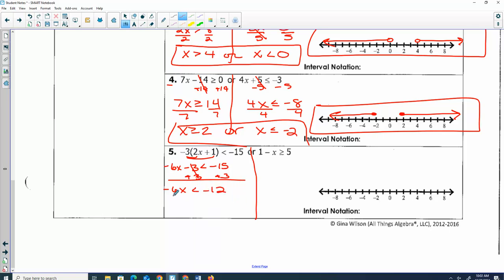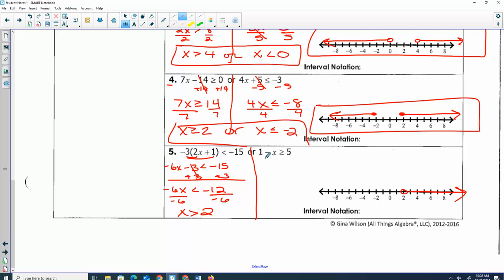So now to get x by itself, we add our 3. Opposite of multiplying by -6 is to divide, and what happens when I divide by a negative? Flips. So x is greater than 2. Open or closed circle? Open. So we have an open circle at 2. It's greater, so it goes to the right.